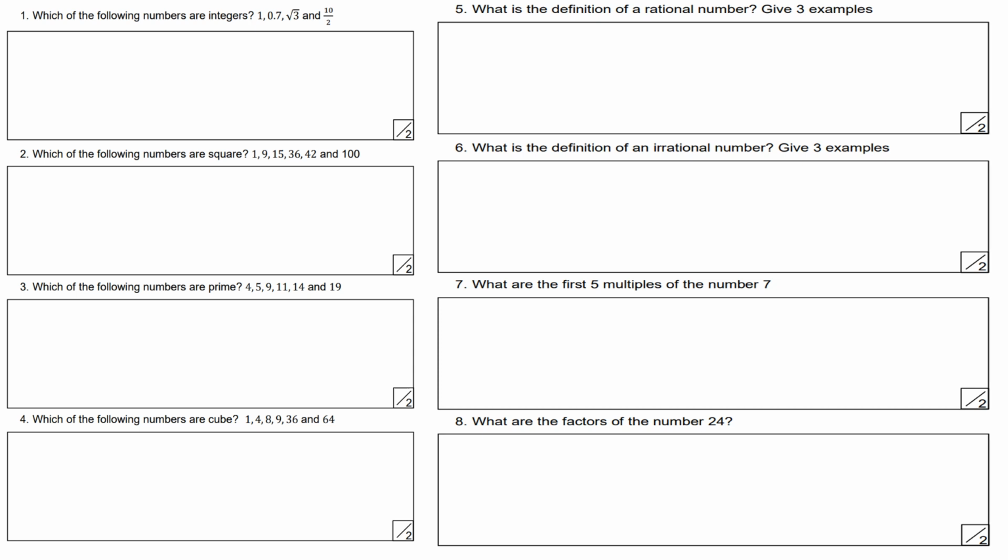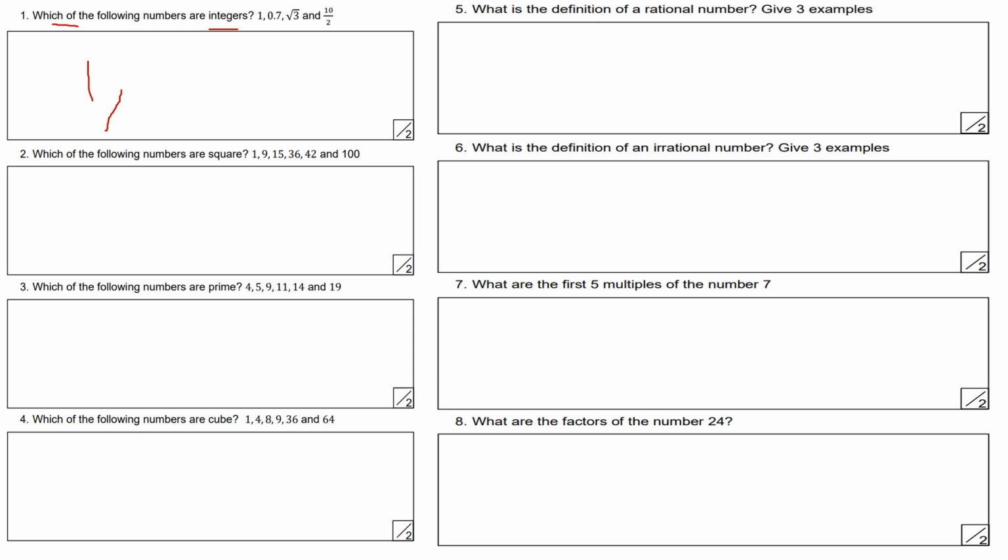Okay, we'll start with question number 1, guys. Which of the following numbers are integers? 1, 0.7, root 3, and 10 over 2. What does the word integer or integers mean? So integer or integers just mean whole numbers or whole number. So the number 1 is a whole number. 0.7 is what we call a decimal.